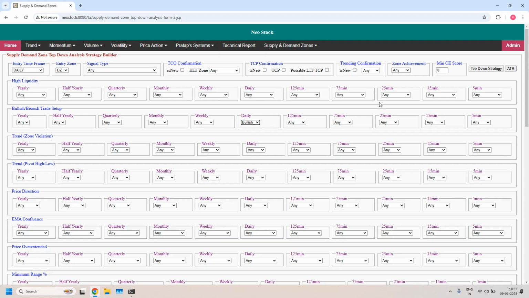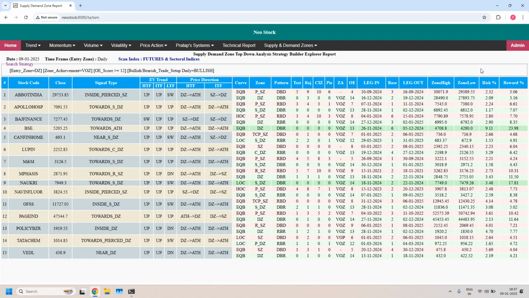Okay, bullish and zone achievement violated opposing zone, minimum odd and hands score 12, and they should be applied to entry zone, daily demand zone. Let us filter. We got 15 stocks. I think you have few pierced zones also available here, but it is supply zone. Our interest is only on the demand zones. Check any demand zone. Canfin is a pierced zone.